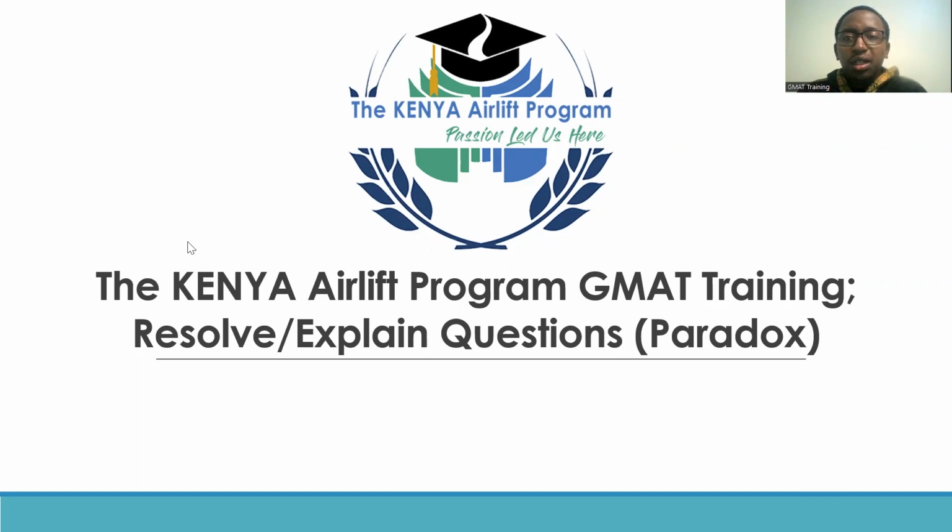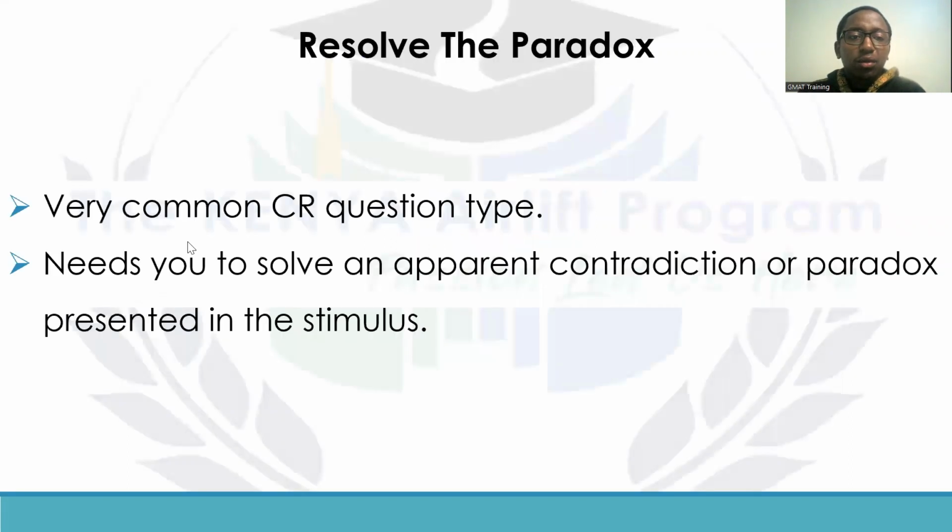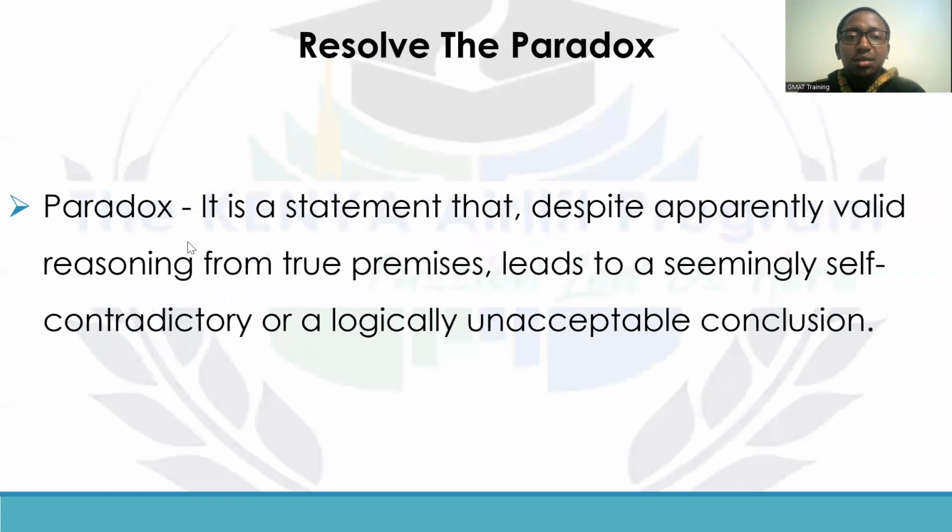And today we'll be dealing with critical reasoning, where we'll look at resolve or explain questions, or paradox. So this is a very common CR question type, which needs you to solve an apparent contradiction or paradox presented in a stimulus. So a paradox is a statement that, despite apparently having a valid reasoning from true premises, leads to a seemingly self-contradictory or logically unacceptable conclusion.